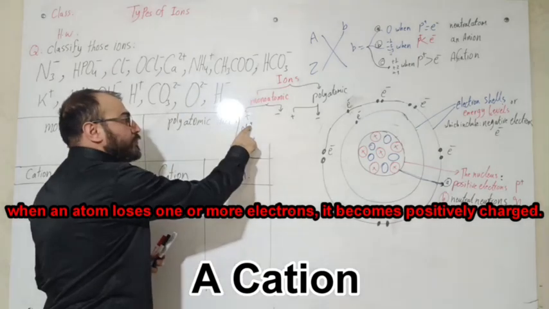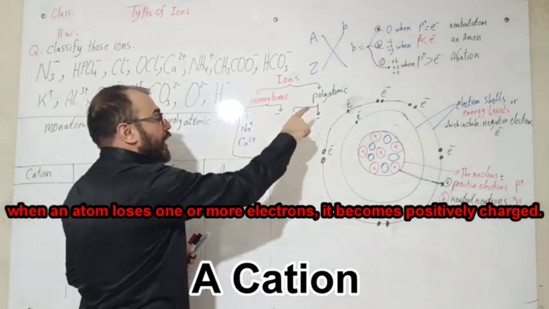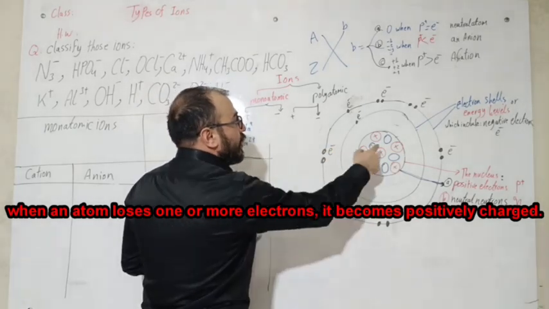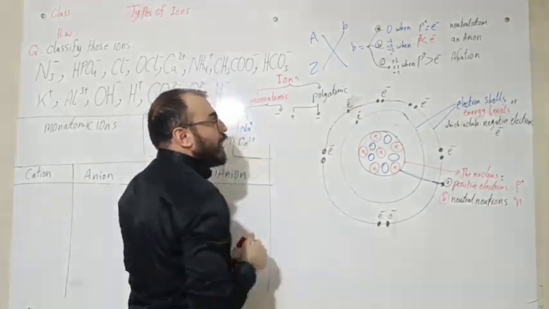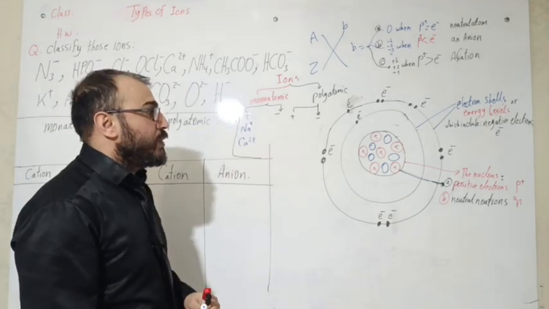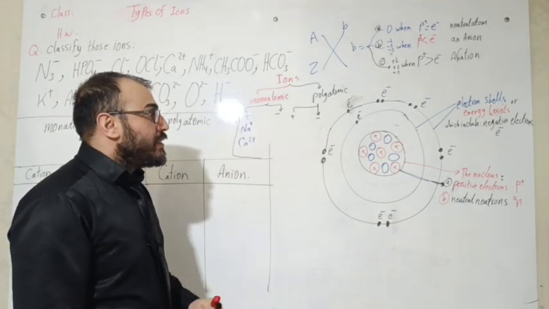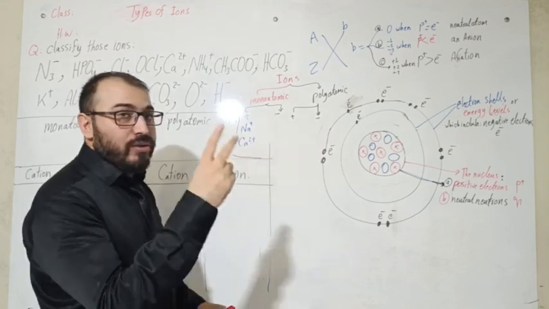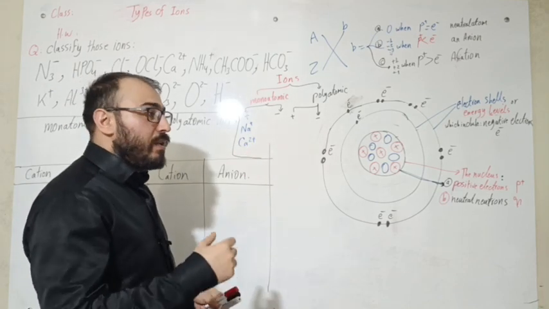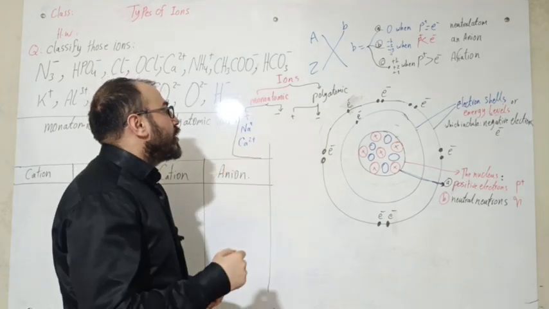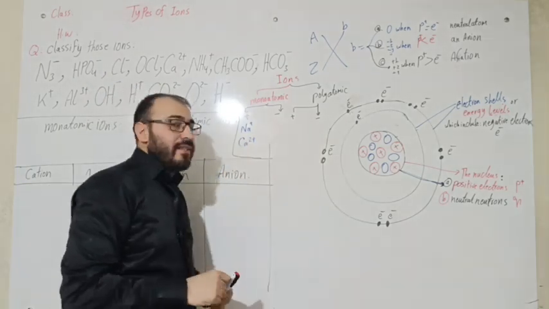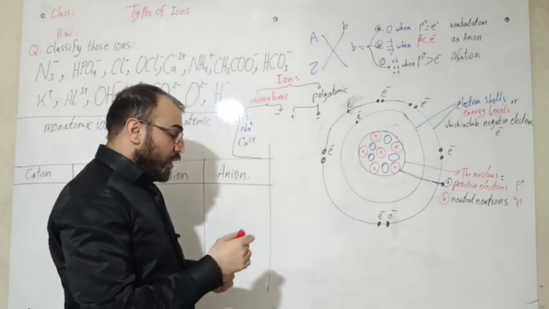Here the sodium lost one electron, so the number of protons inside the nucleus has become higher than the number of electrons by one, so the charge is going to be +1. While in calcium, the calcium atom lost two electrons, so that the number of protons has become higher than the number of electrons by two. That's why the charge of calcium is +2.